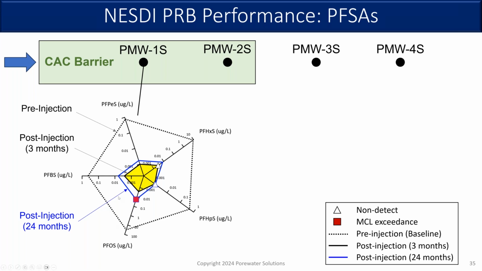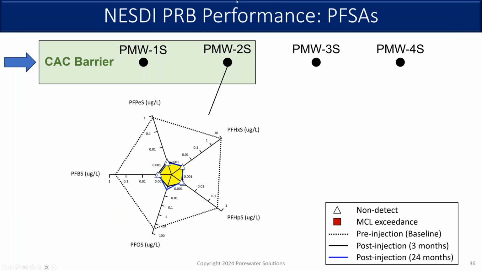There has been a slight increase in PFBS and PFOS, but I can tell you looking at the data leading up to this, it was a stable concentration. It wasn't breakthrough. It's just a small number, which you expect to see in these barriers. There's a lot of things going on.